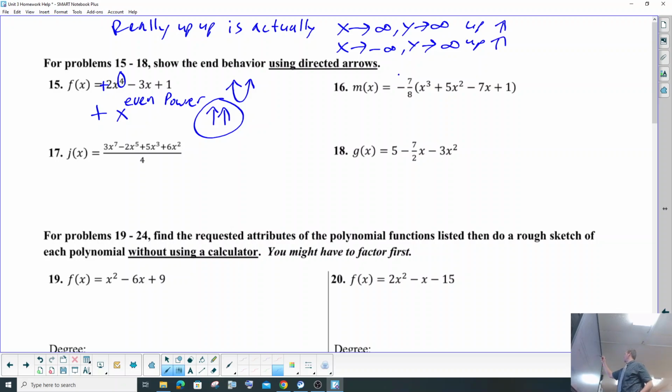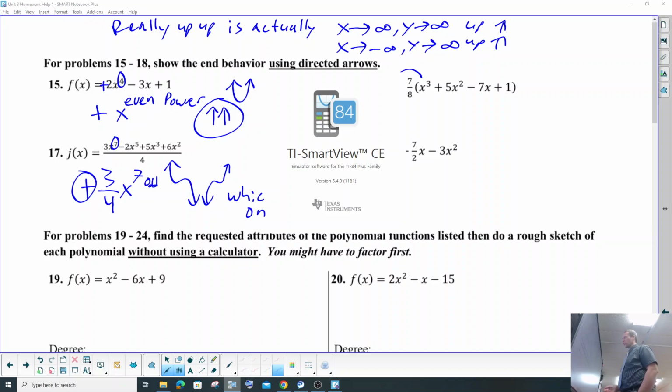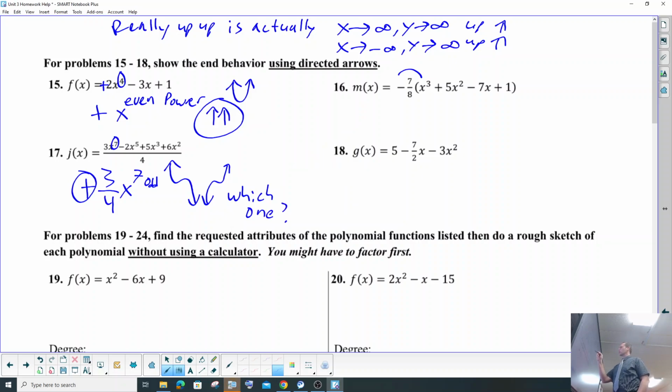Maybe distribute this through first. Number 17, divided by 4. Well, the highest power is still 7. And you do have 3/4 x to the 7th power, which is positive. Does that look like this? Or does it look like this? Which one is it? Well, it's odd, so definitely it's going to be one of those two. And it's positive in the front. So if it's positive in the front, it should go down to up. So it should be this one right here.